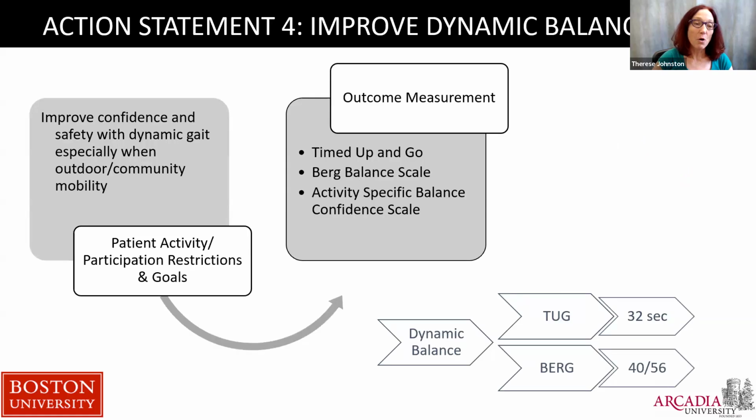So again, this person's goal was to improve confidence and safety with dynamic gait, especially when outdoors and in the community. And so we can look at these specific outcome measures and choose which ones we think are most appropriate for this patient. For this patient, we chose to look at the TUG and the BERG. And with the TUG, the patient completed this in an extended period of time that suggests a falls risk, as well as the BERG also is suggesting a falls risk. So this is something we need to keep in mind for this patient in choosing a device, because this person is at increased risk of fall.